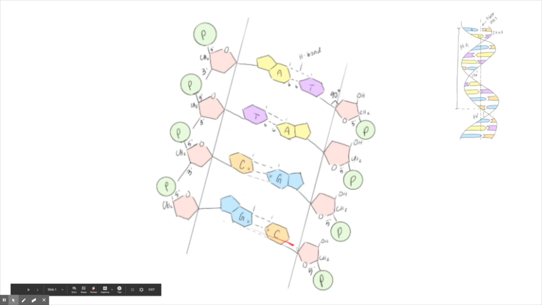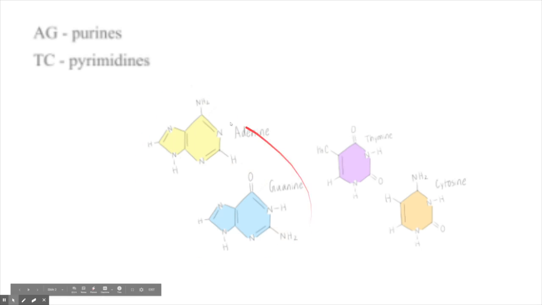Nitrogenous bases, which are covalently bonded to the 1' of the carbon ring, form hydrogen bonds with their respective pairs, adenine with thymine and guanine with cytosine. The purines, which are adenine and guanine, pair with the pyrimidines, thymine and cytosine. Guanine and cytosine form 3 hydrogen bonds with one another, while adenine and thymine only form 2.